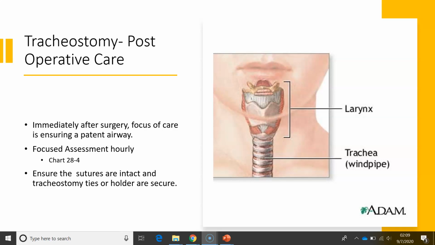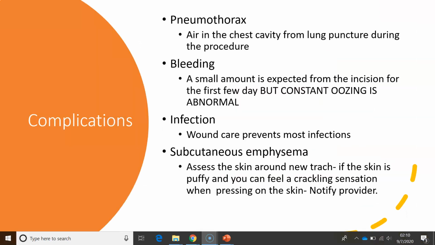When it's time to do trach care, you always want to make sure you have your new trach ties or holder secured prior to removing the old one. I repeat, when it is time to do trach care, you always make sure that your new trach ties or holder are secure prior to removing the old trach ties or holder.